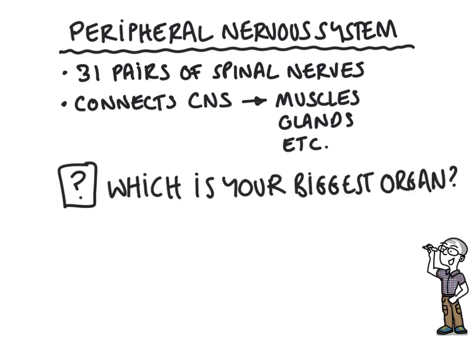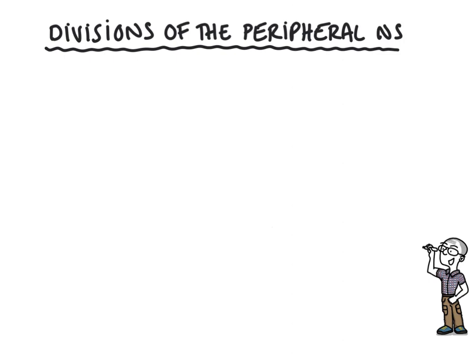Question: which is your biggest organ? Your skin, of course. Did you get it right? Let's look at the divisions of the peripheral nervous system. Firstly, the somatic nervous system.